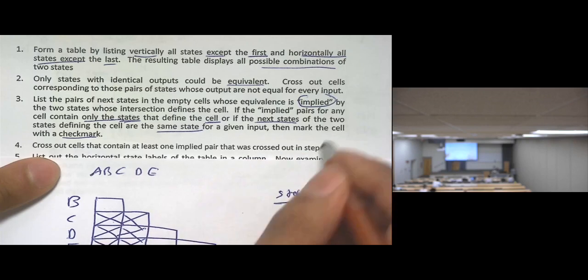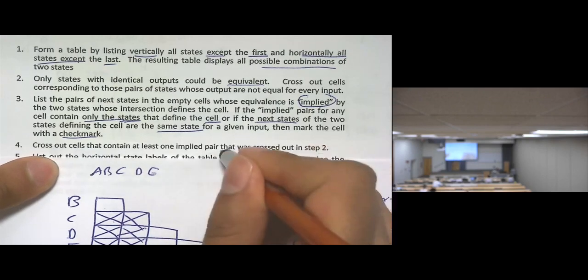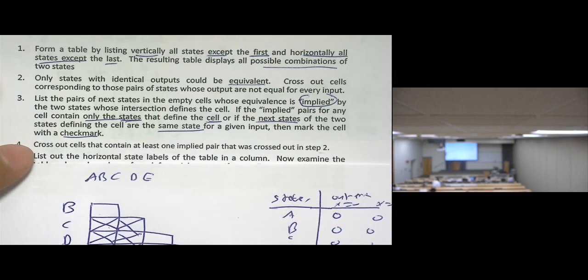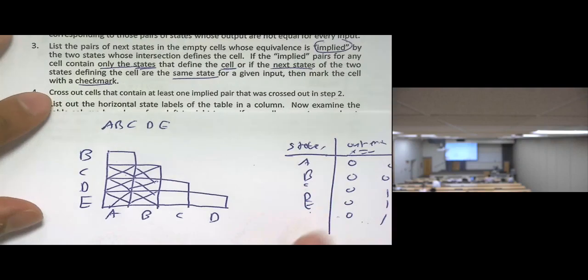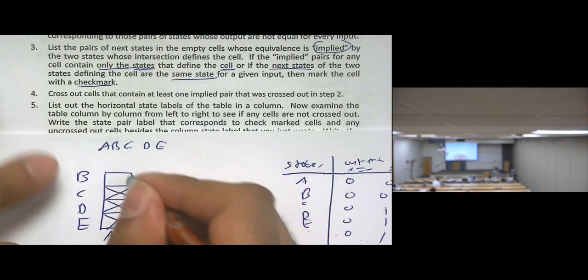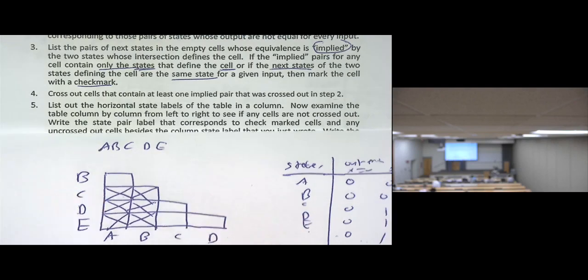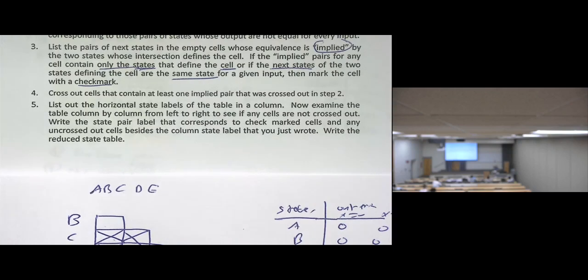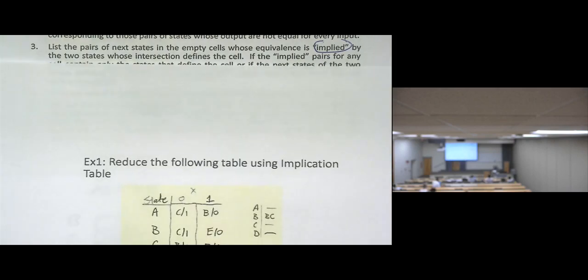Then we can cross the cells that have at least one implied pair that was crossed out in step 2. So we need to create something called implied pairs. I will mention this in an example, because in this example I don't think I can represent this. Then we can reduce the possibilities. After reducing the possibilities, we can find one or two of the pairs are the same. How? Let's see this example, example number 1. Then I think the situation should be easier to deal with.